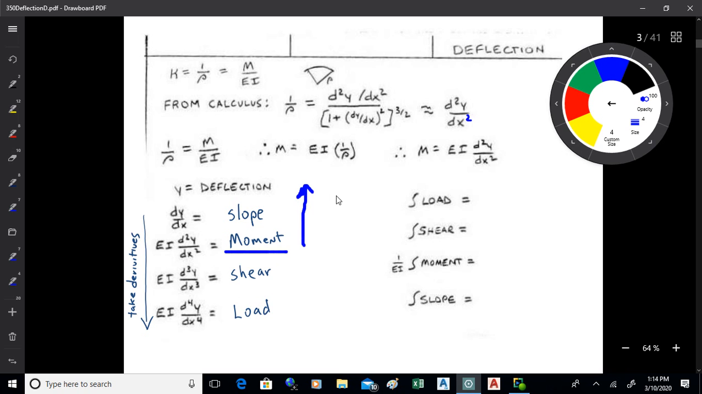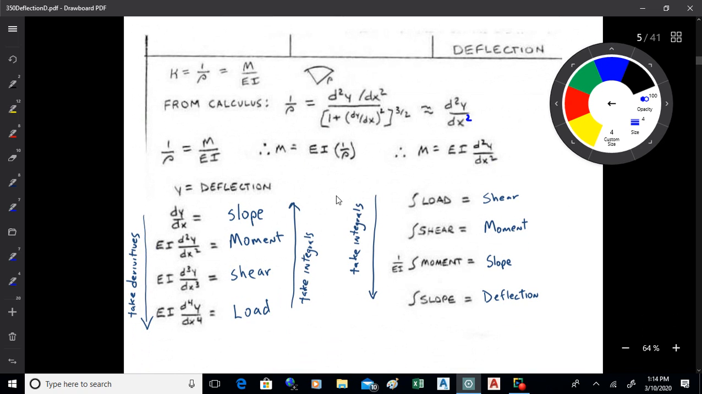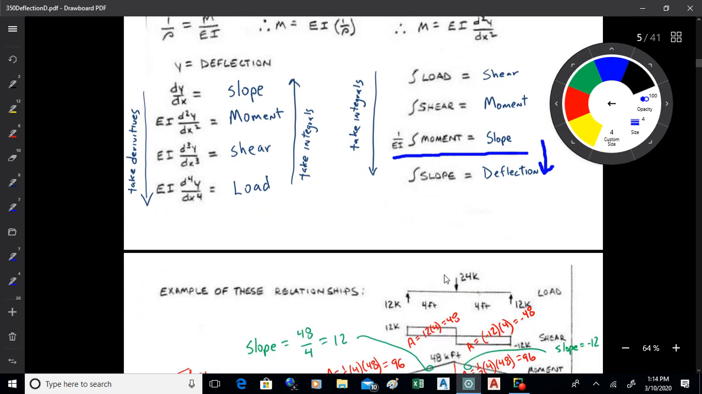So we're going to integrate to walk it back, okay? If you take integrals, you go the other way. If you take the integral of load, you get shear. The integral of shear, you get moment. We do that in a graphical sense when we draw shear and moment diagrams. Throw in the 1 over EI now and take the integral of moment, you get slope. Take the integral of that, you get deflection. So what we're going to do is start with our moment equation, take an integral and get the slope, and then take the integral again and get the deflection. That's one way to do it. There are other ways to find deflection, but that's one way.